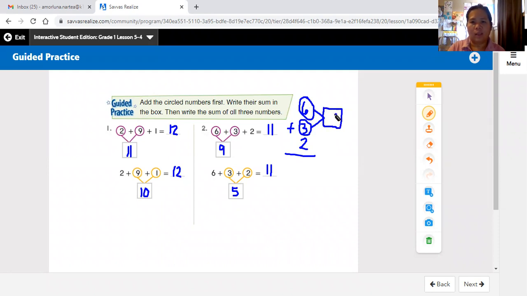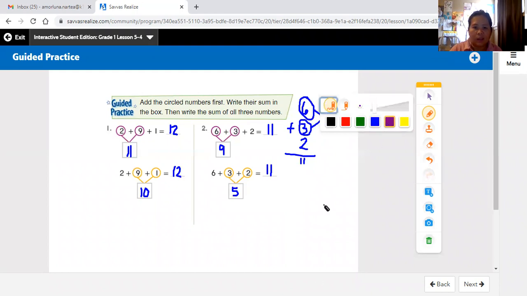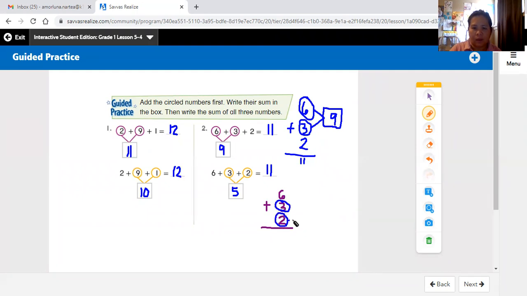So 6 plus 3, that is 9. Plus 2, still that is 11. Right? Okay, let's try this one in a vertical way again, so that it will be easier for you to visualize. 6 plus 3 plus 2 equals. Okay, we will circle 3 and 2. Those are the first numbers that we are going to add first. 3 and 2. The answer is 5. Right?